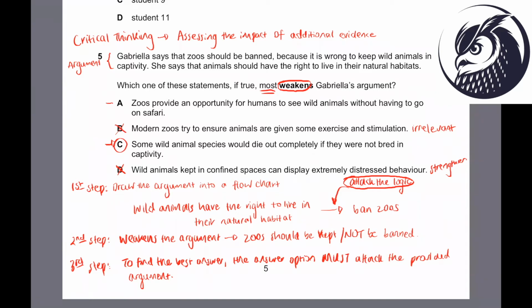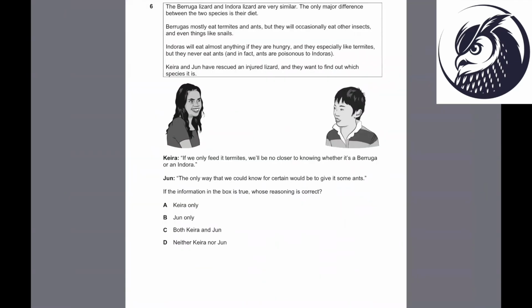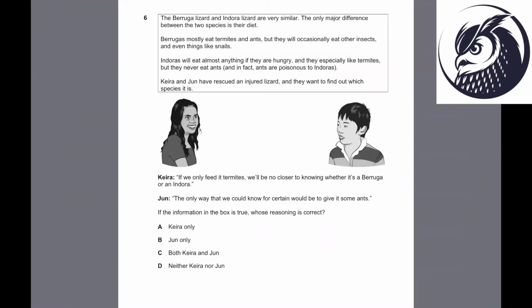Okay, let's now move on to question 6. So in question 6, we now have information provided in the box. Again, this is a type of detecting reasoning error question. So if you remember from the previous one we went through, there's a given scenario again. Now, 2 people have made a conclusion based on this, and then we have to choose whose conclusion is correct.